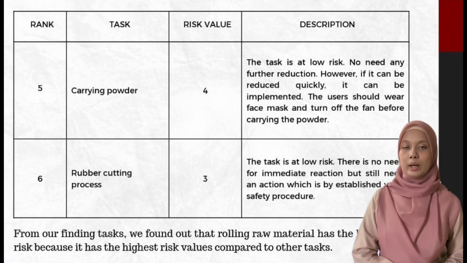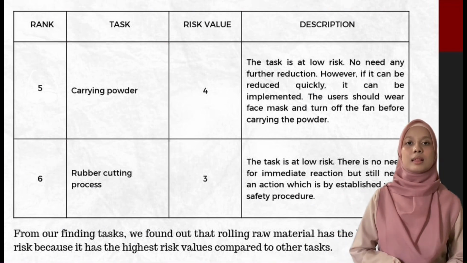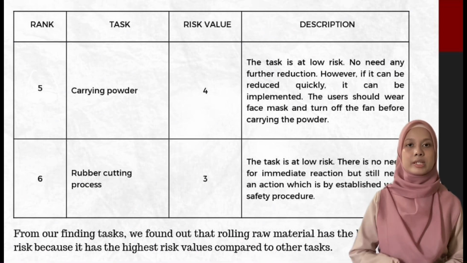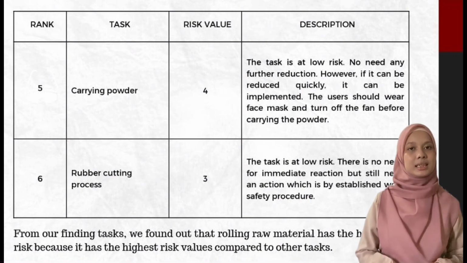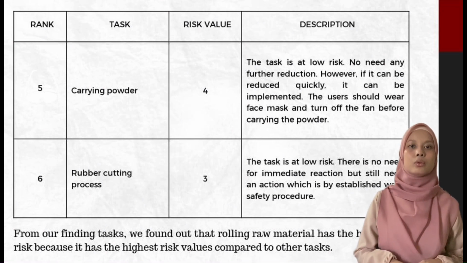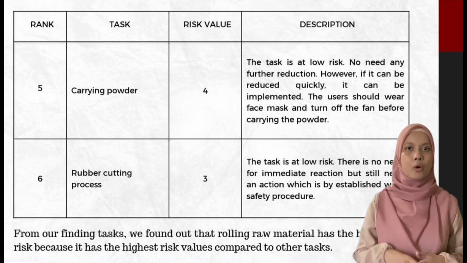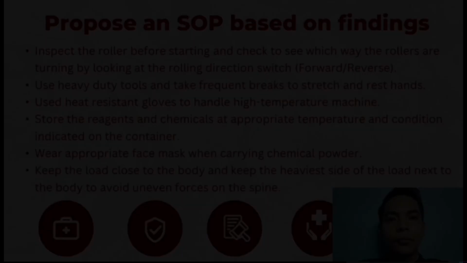And the last one, which is the sixth rank, the task is the rubber cutting process with a risk value of 3 and the task is at low risk. In conclusion, from our findings, we found out that rolling raw material using the 2 roll mill machine has the highest risk because it has the highest risk value compared to the other tasks.